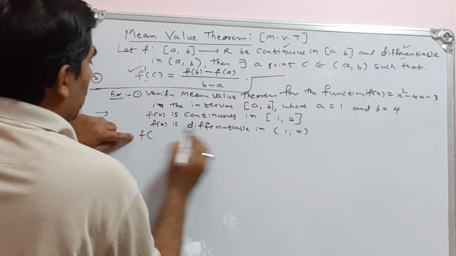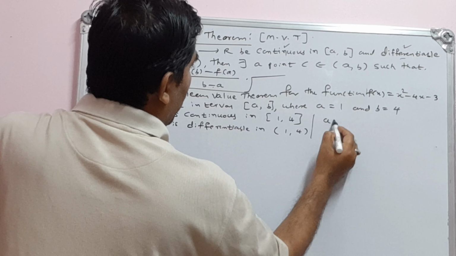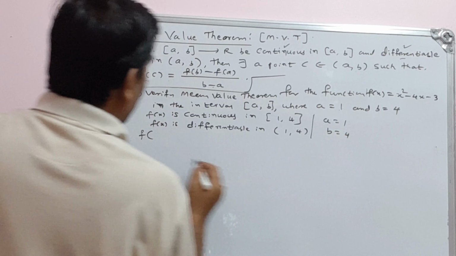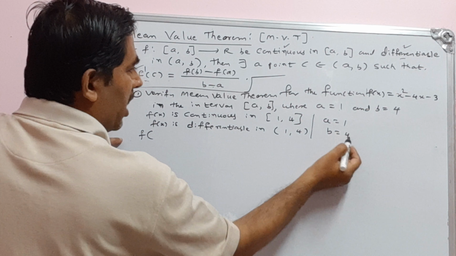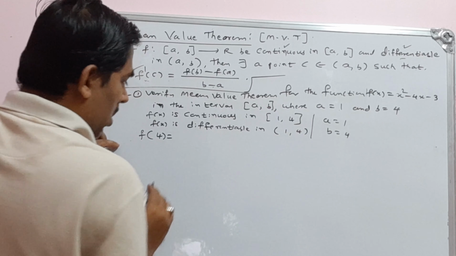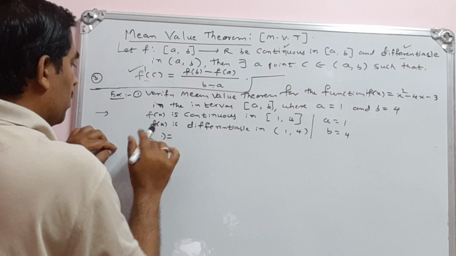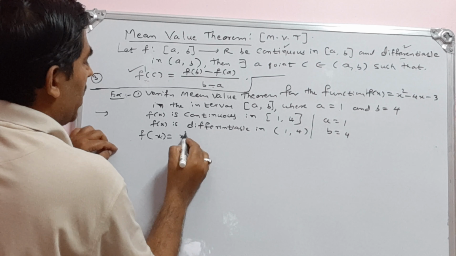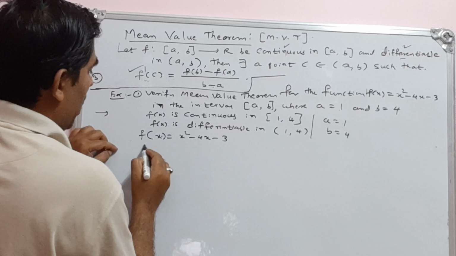Let me write this, a as 1 and b as 4. You can take any numbers here. We take f of 4. What is the function here? Let me write the function. f of x is equal to, the given function is x square minus 4x minus 3.